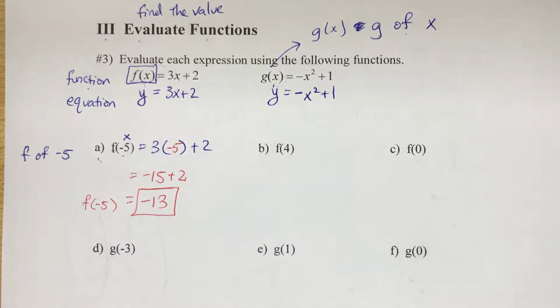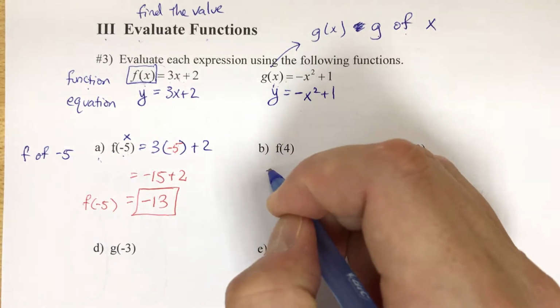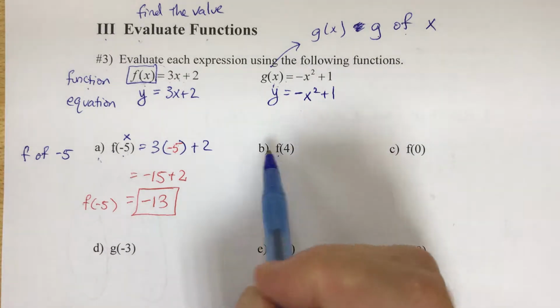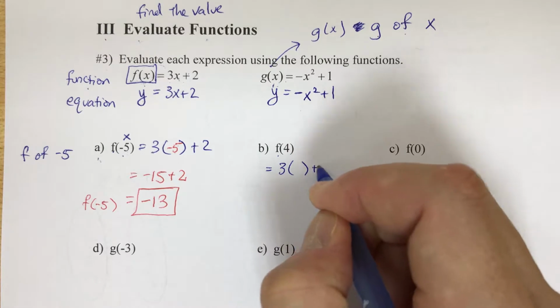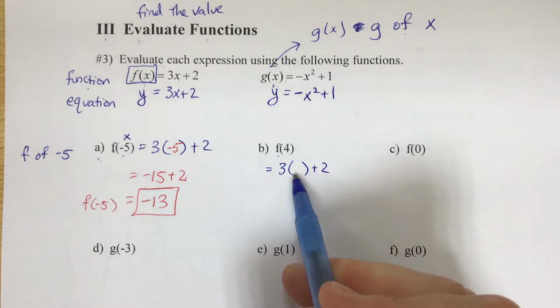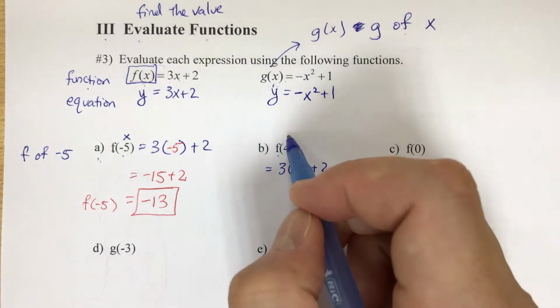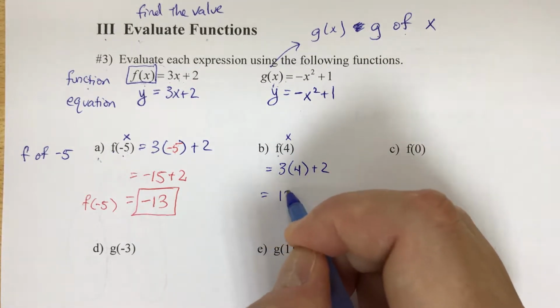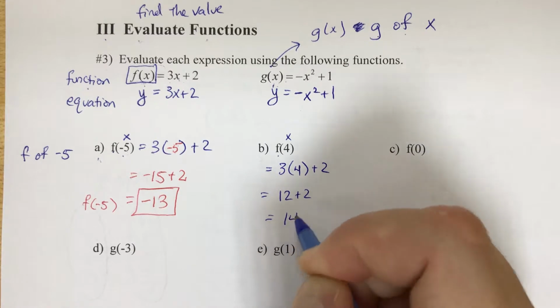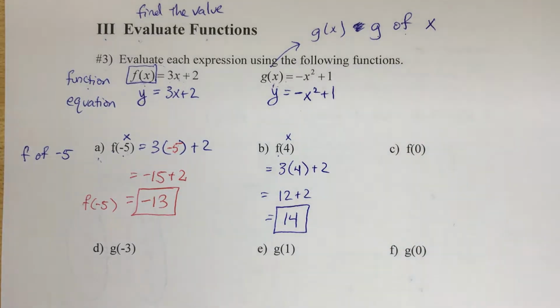All right, f of 4. So what we'll do is we'll take the f function, which was, again, equal to 3x plus 2. Notice that I put parentheses instead of my variable. What's the number they're asking us to substitute? Okay, it's a 4. So 3 times 4 is 12 plus 2. And we get 14.